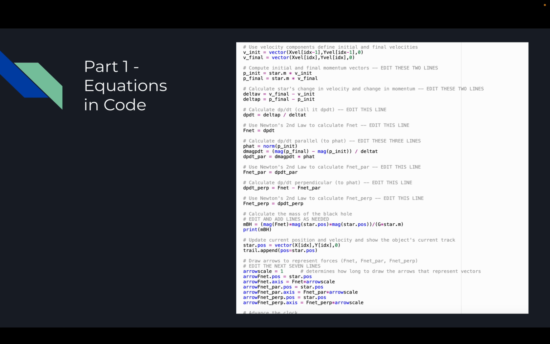We also calculate the mass of the black hole using the magnitude of F net times the magnitude of the star's position divided by the gravitational force. And we also have arrow scales here.